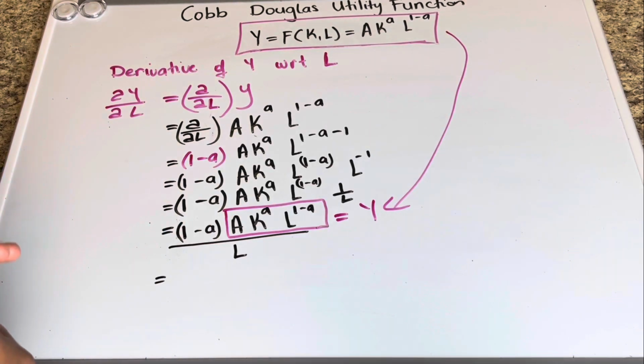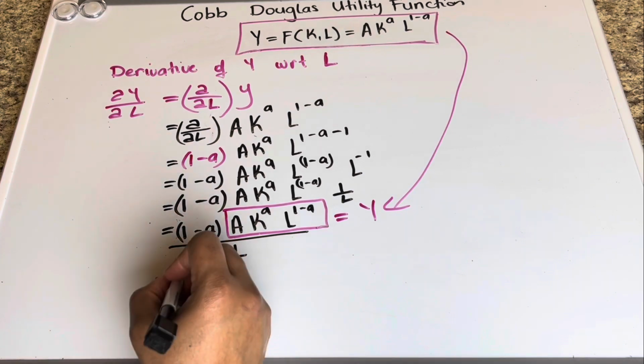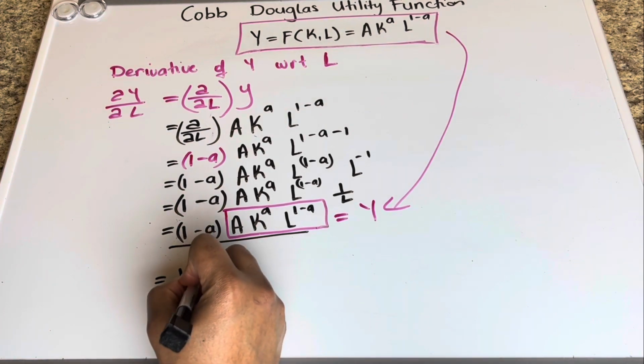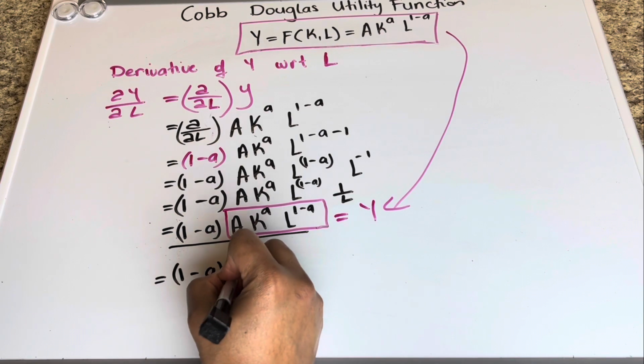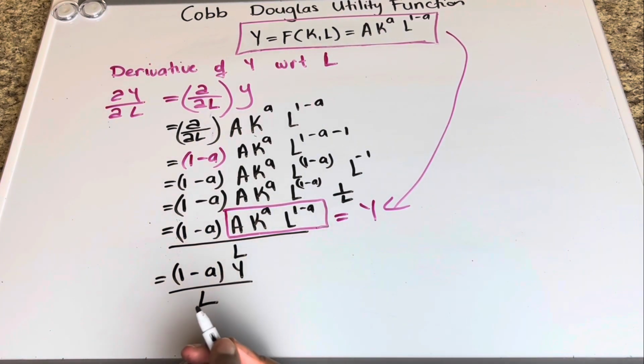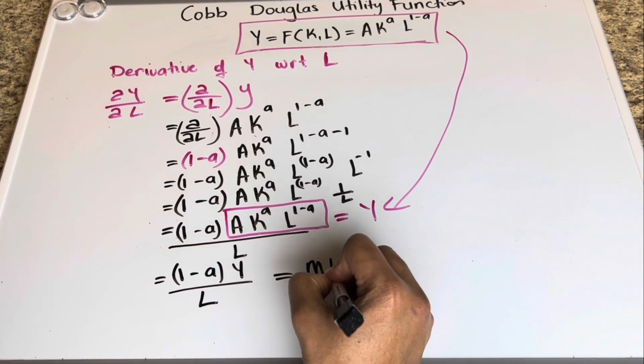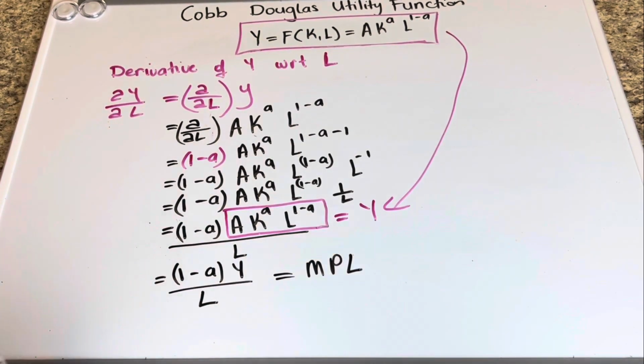Now that we have this equal to y, what can we do with that information? Yes, we can write 1 minus alpha times y over L. And there we go. That would be the marginal product of labor. That's the per capita production. So this here is equal to the marginal product of labor. There you go. And a simple equation that you would also like to remember.